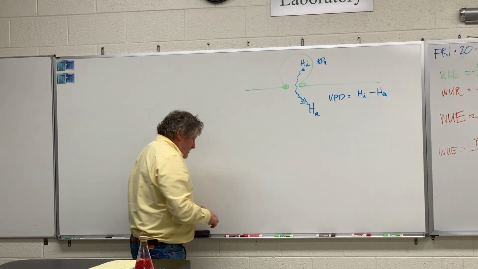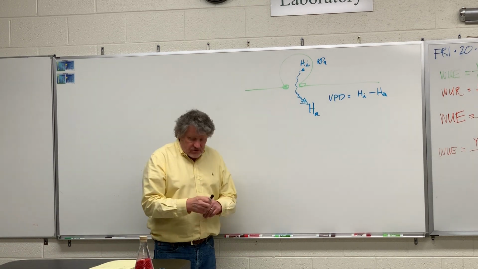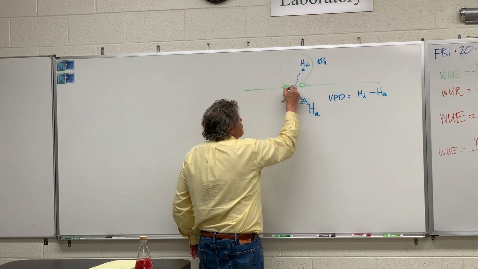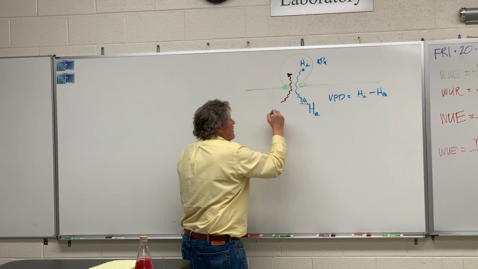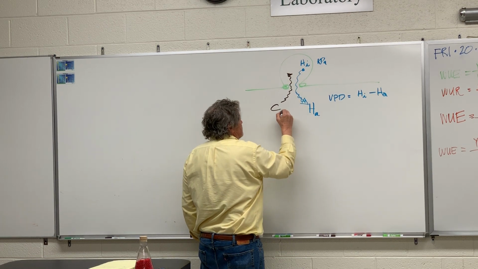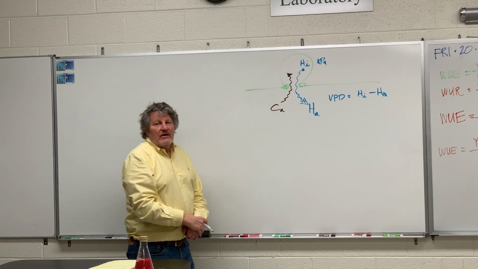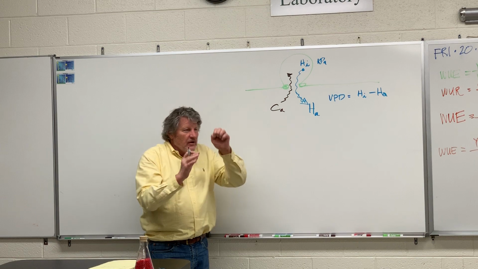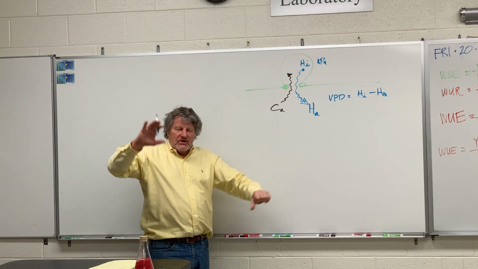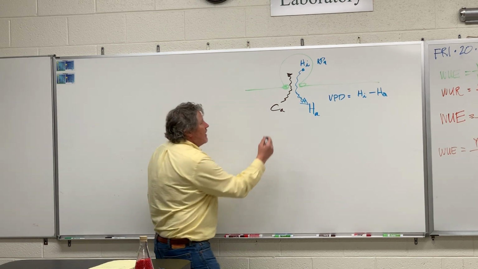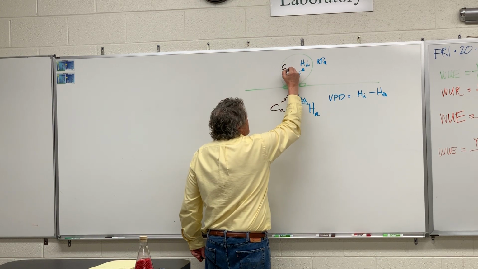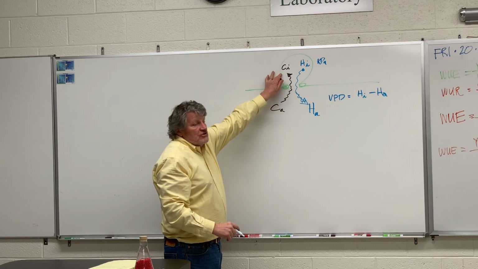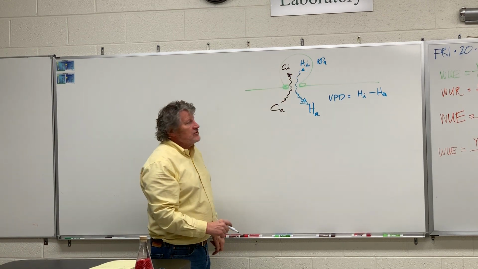Now, shown in black because carbon is in black, on through the exact same stomate, CO2 goes in. And it's two gases going through the same tiny little hole multiplied by billions and billions of stomates. And over here, we call this CI, inside. CO2 inside, water vapor inside.